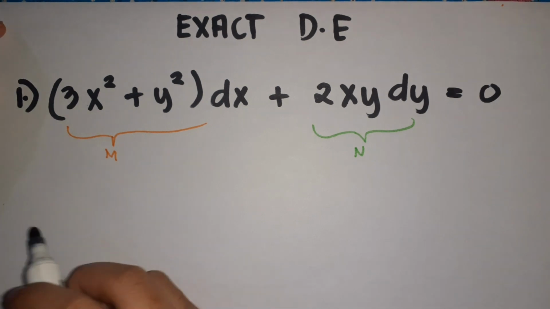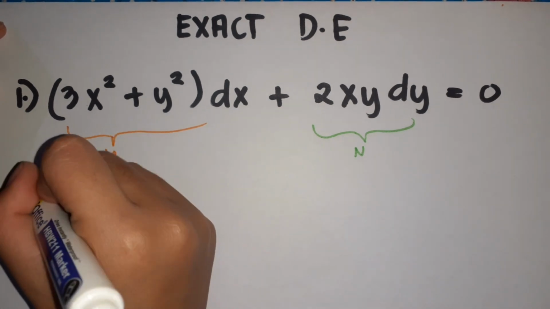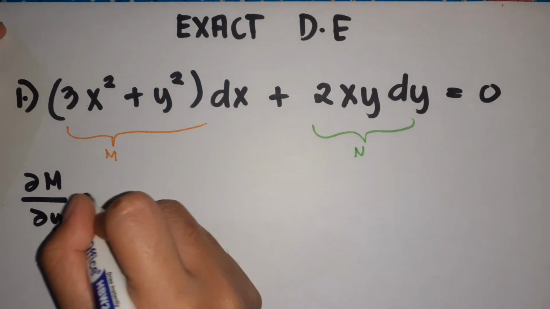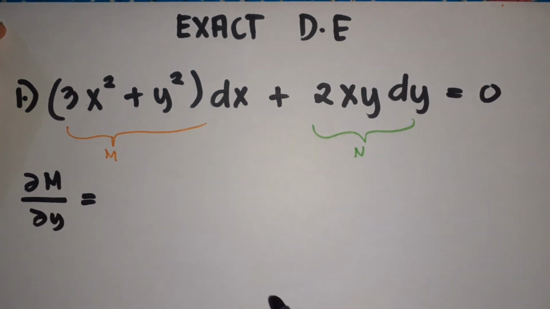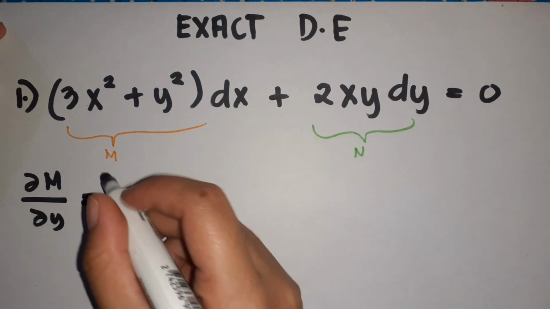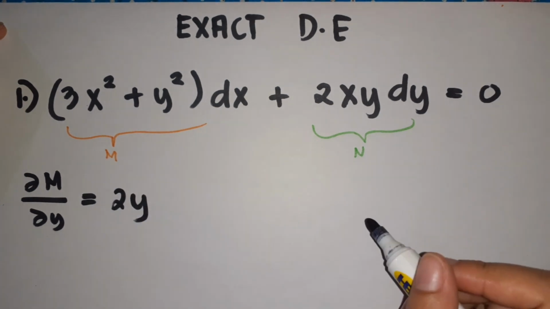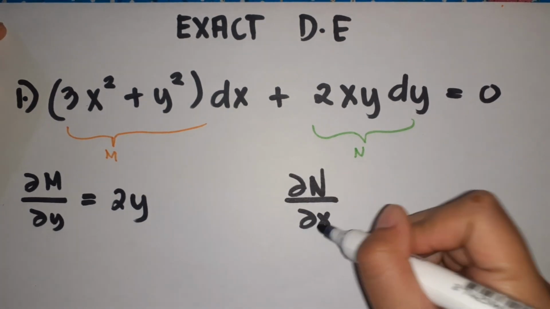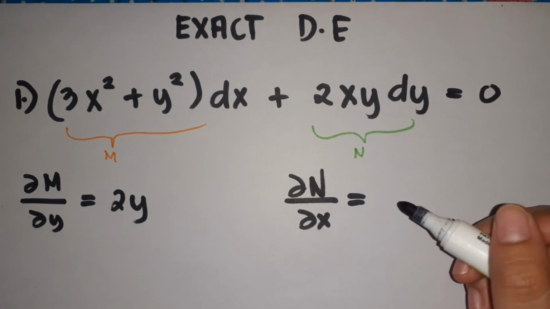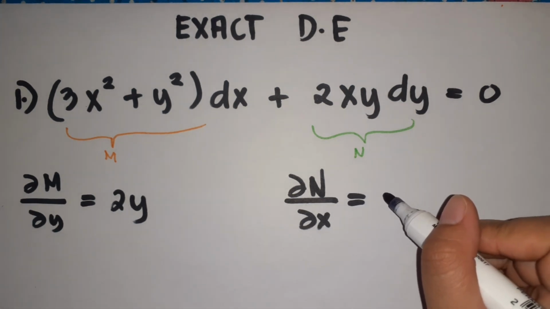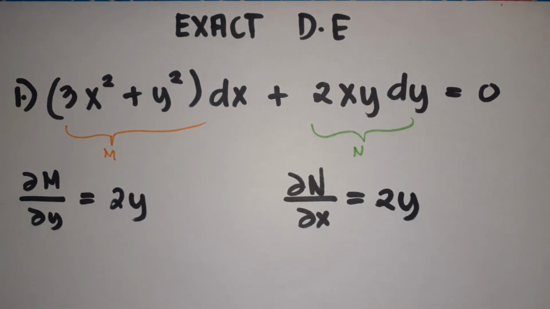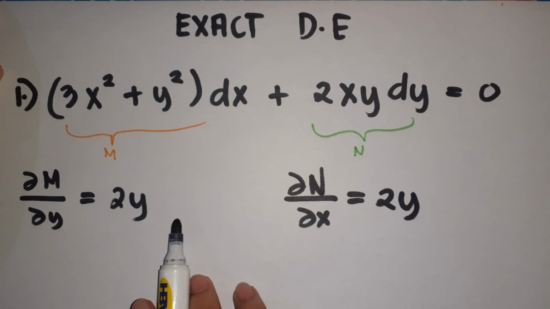In testing the exactness, we'll simply get the partial derivative of M in terms of y. The partial derivative of M in terms of y will be 2y, and the partial derivative of N in terms of x, the derivative of 2xy, is 2y. Therefore, this is an exact differential equation.